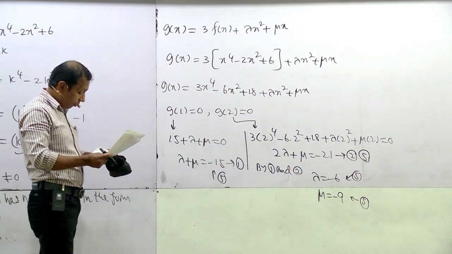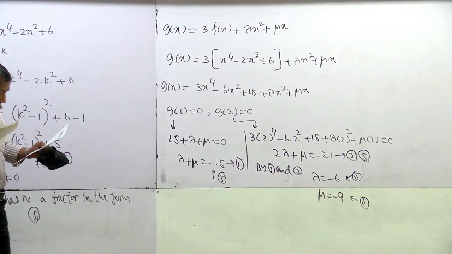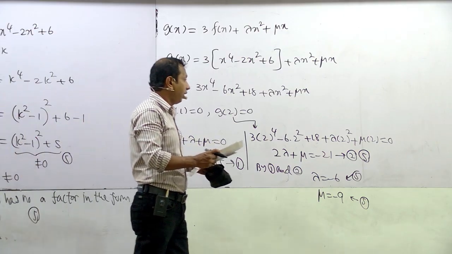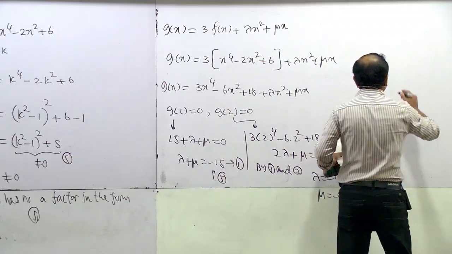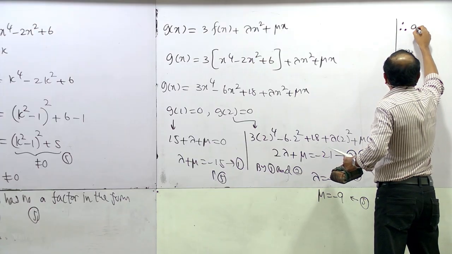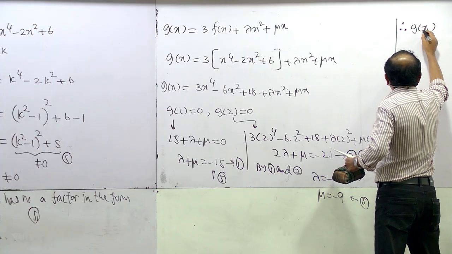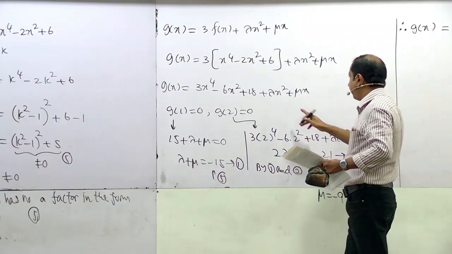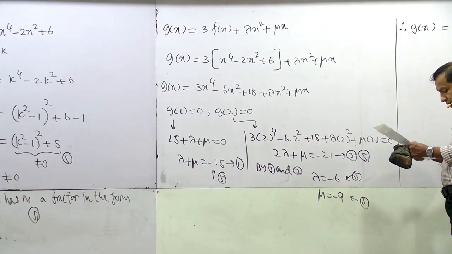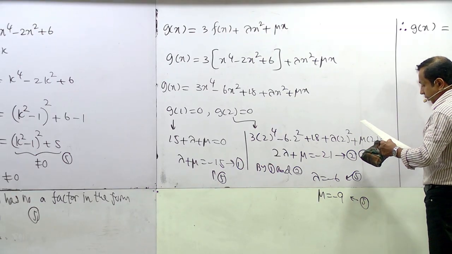Then asking what? Constant lambda we found, hence factorize g(x). Hence factorize g(x) means now let us write the g(x). Therefore g(x) we can write. What is g(x) now? Substitute for lambda and mu here the values we found. Then we get the g(x) this way.